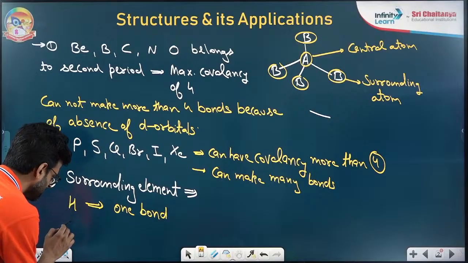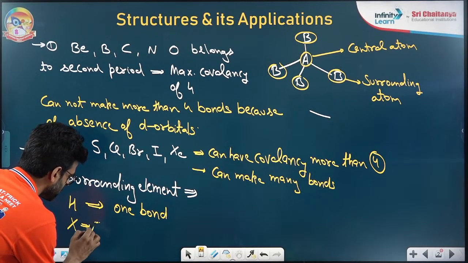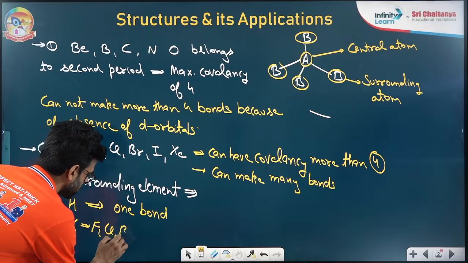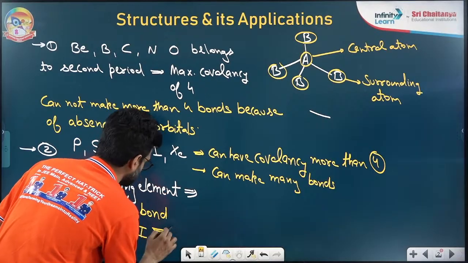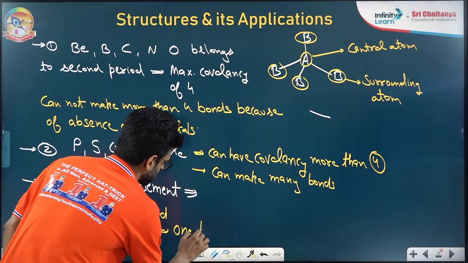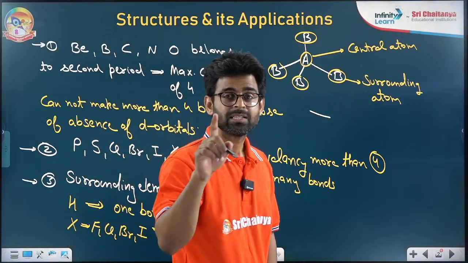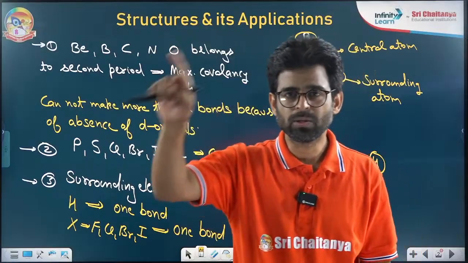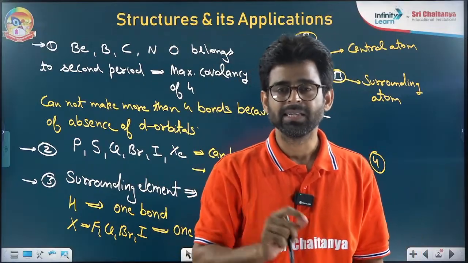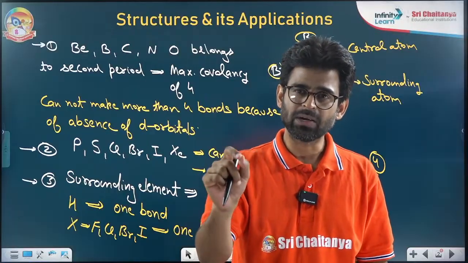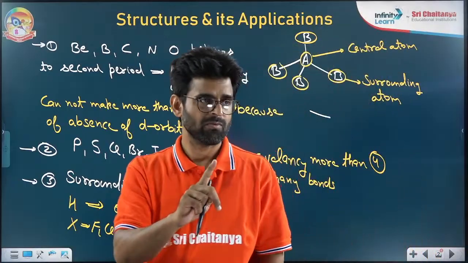Now the next one, I'm talking about halogen. What can it be? It can be fluorine or chlorine or bromine or iodine. As surrounding elements, how many bonds will these make? 1 bond. Halogens as a surrounding element, meaning corner element, outside element, will make 1 bond. In the center, chlorine, bromine, iodine can make many bonds, but as a surrounding element, it will make 1 bond.